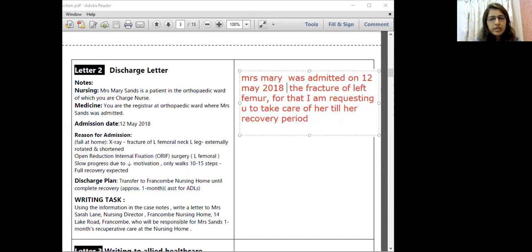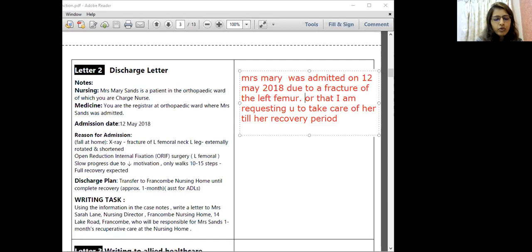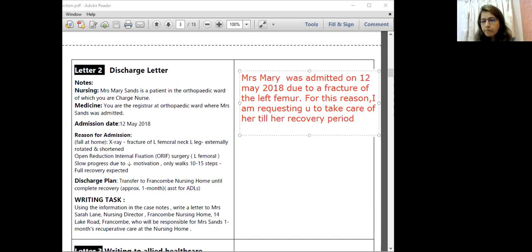Okay, again, having is a spoken expression. So I would say due to the fracture of left femur. Again, you are mentioning fracture for the first time, so you would say a fracture of the left femur. Okay. And for that is not an expression. You can either use for this reason or therefore. Till her recovery period, that's fine. I suppose you need to review the articles and capitals. You need to have capital letters while writing the names. Okay.